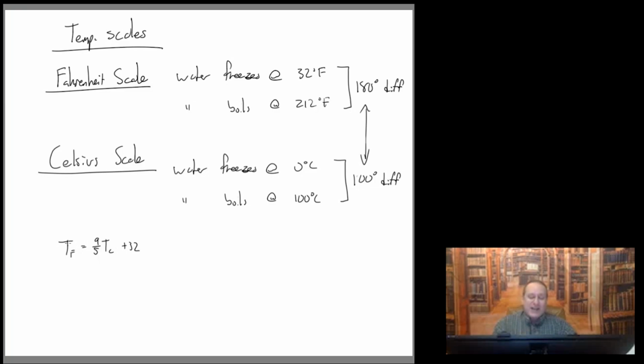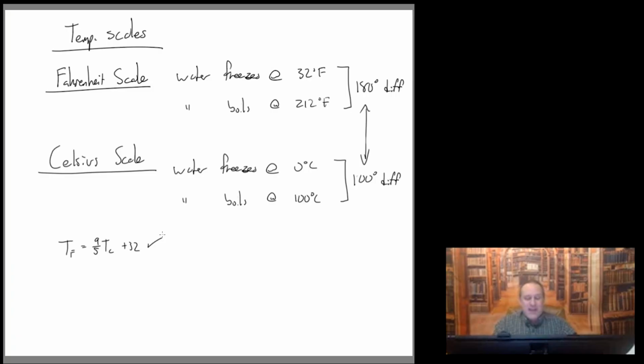And then we check it again at another temperature, like 100 degrees Celsius. I know 100 degrees Celsius should be 212. And so if we plug in 100 degrees here, 100 times 9/5 is 180, plus 32 is 212. So, that's how you check it.